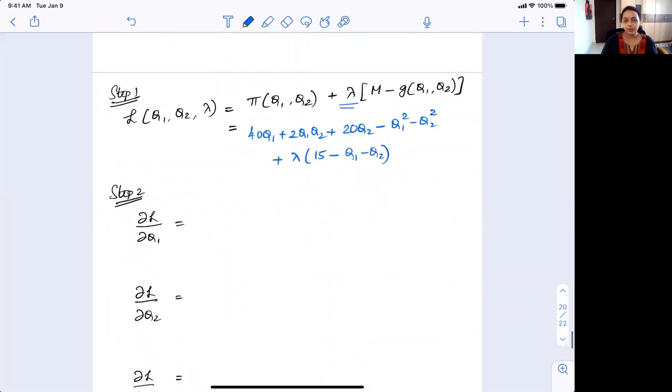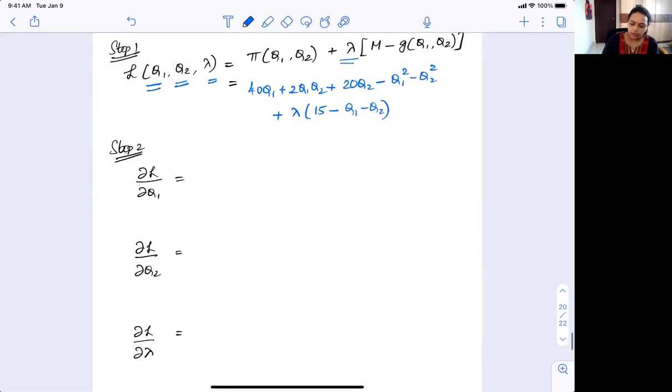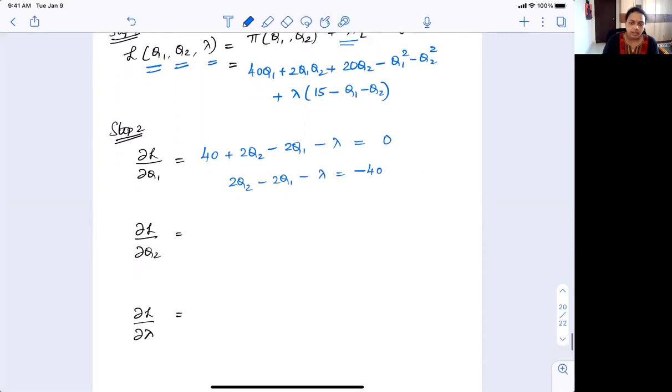Now all that is left for us to do is to take the partial derivative of the Lagrangian with respect to each of its inputs, which is Q1, Q2, and lambda, set that all equal to 0, and then solve simultaneously, and then we're done. So what is dou L by dou Q1 going to be? We have 40 plus 2Q2 minus 2Q1 minus lambda equals 0. So this essentially translates to 2Q2 minus 2Q1 minus lambda equals minus 40. Let's keep it that way.